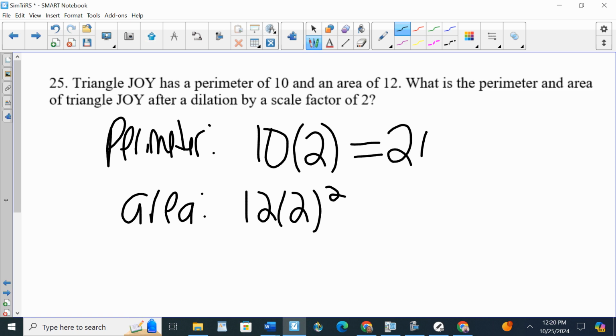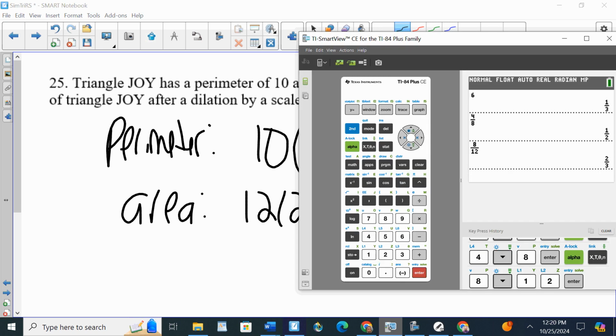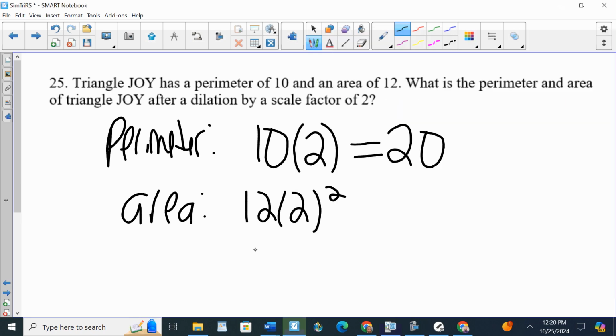10 times 2 is 20. 12 times 2 squared. Use a calculator if you need to. It is 48.